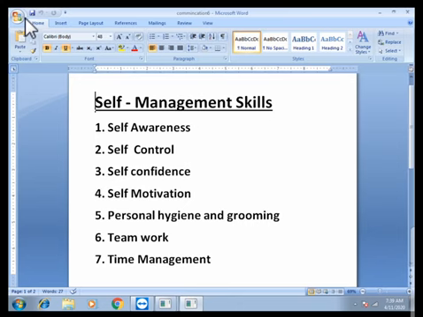Doing tasks on your own without any external motivation. Fifth, personal hygiene and grooming. Keeping oneself clean, healthy, and smart. Sixth, teamwork. Working together with people to accomplish shared goals. Seventh, time management. Achieving tasks on time and according to the plan.